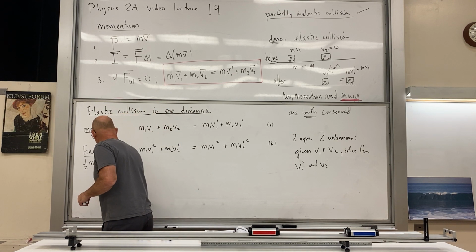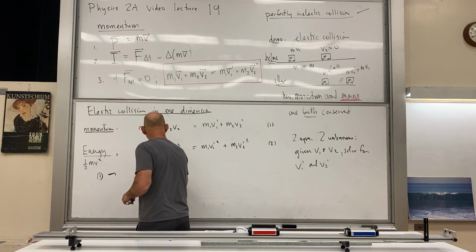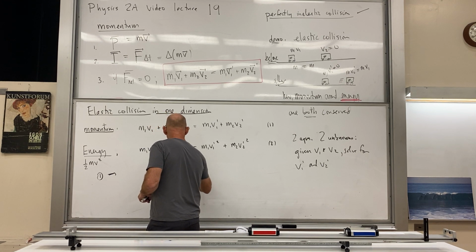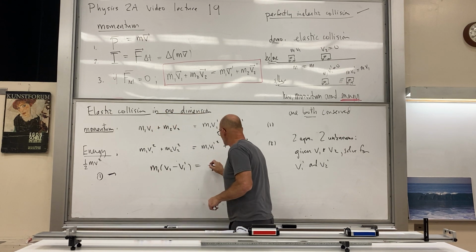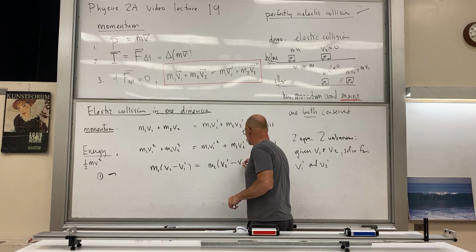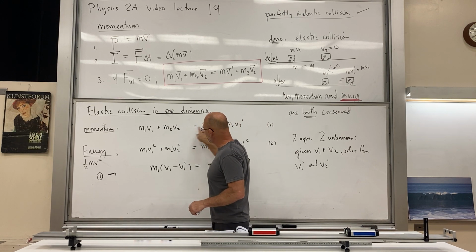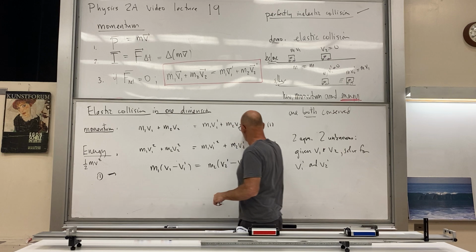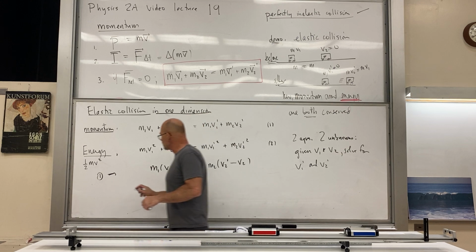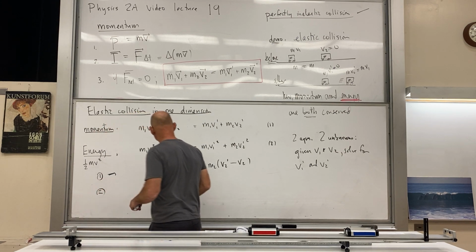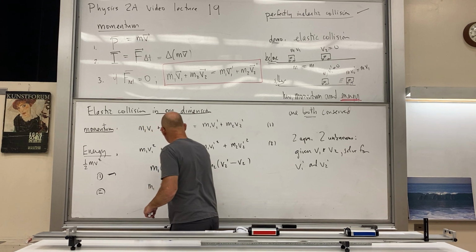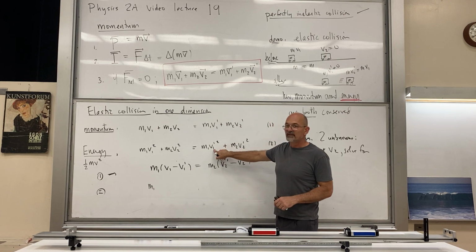So equation 1, I'm going to write as m1 times (v1 minus v1 prime), and that's going to be equal to m2 times (v2 prime minus v2). Okay. So I brought the v1 prime over the left side, the v2 over the right side with its minus sign. In equation 2, I'm going to do something similar. So for equation 2, I'm going to get m1 times (v1 squared minus v1 prime squared).